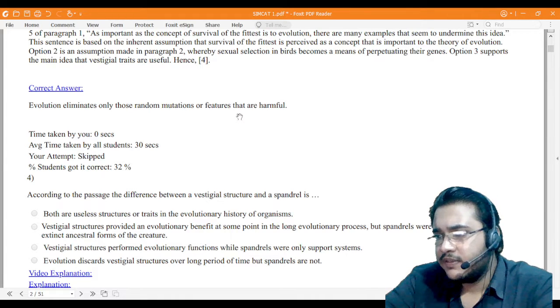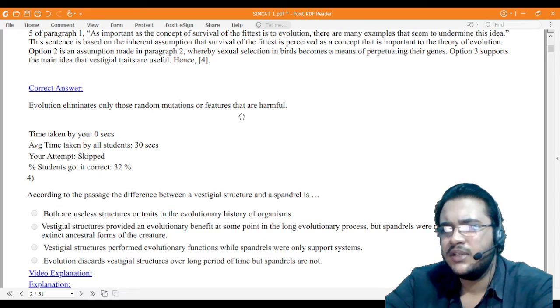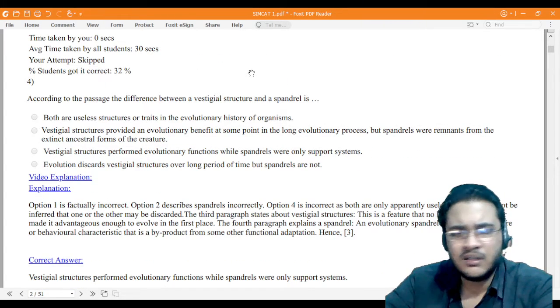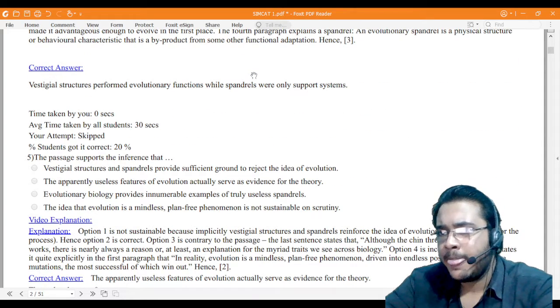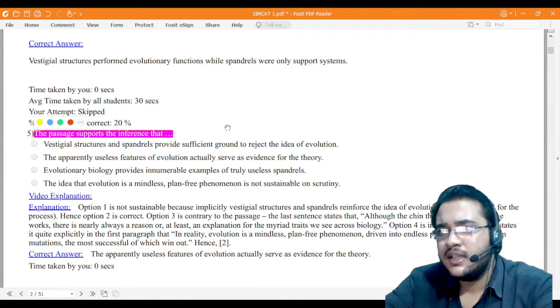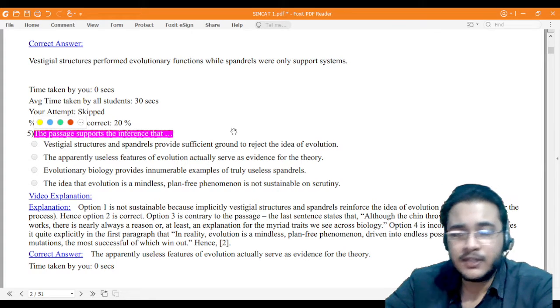According to the passage, the difference between a vestigial structure and a spandrel. This is a direct question, so when we read about vestigial structure and a spandrel, we can answer this question. And then the 5th one is this: the passage supports the inference that. Again, this is an inference type question.